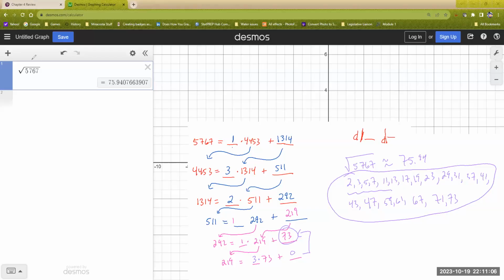So you'd be off over here saying 5767 divided by 7. 5767 divided by 17. 5767 divided by, that's what you'd be doing. And when you're done, you still only have the prime factorization of one number. You then have to repeat that process for 4453.